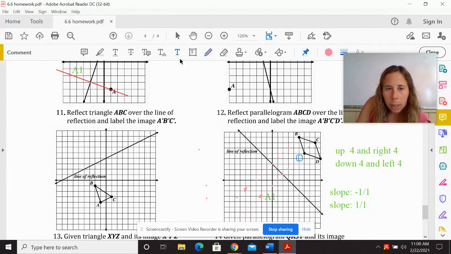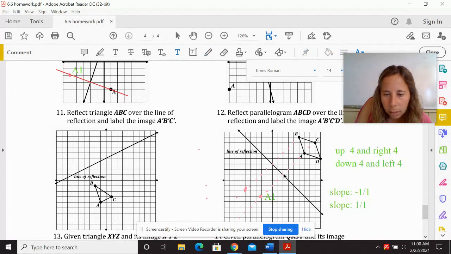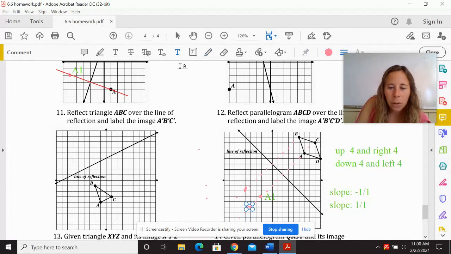So then, once again, make sure they're the same distance away. So C is 1, 2, 3, 4, 5, 6. So we have to be 6 away. 1, 2, 3, 4, 5, 6. Okay, so this should be C. Oh, I didn't mark C. Sorry, I got distracted. 1, 2, 3, 4, 5, 6. So right here. That's C, or C prime.